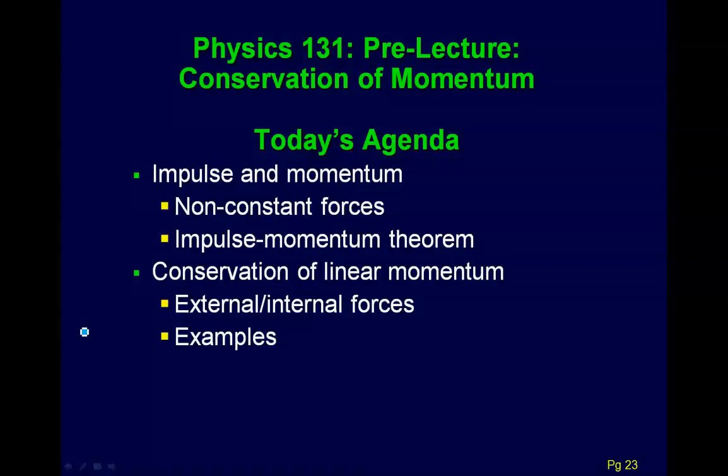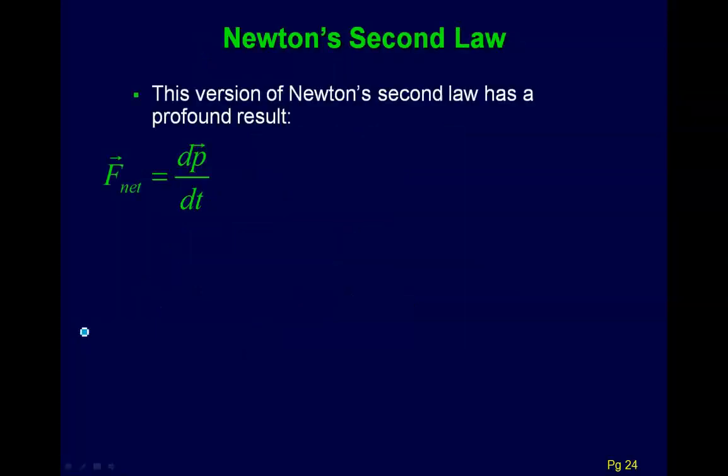Today we're going to look at the conservation of linear momentum. We left off last time talking about conservation of linear momentum, and we got this idea from Newton's second law, the original way that Newton wrote it. So F net equals the first derivative of momentum with respect to time, and we talked about this last time.